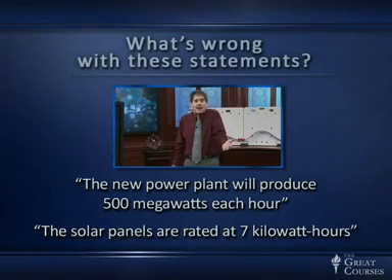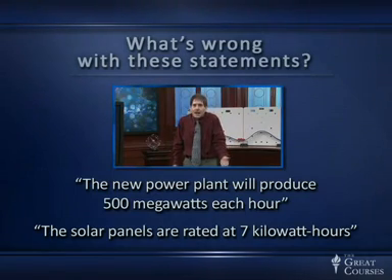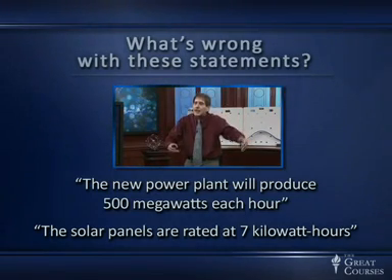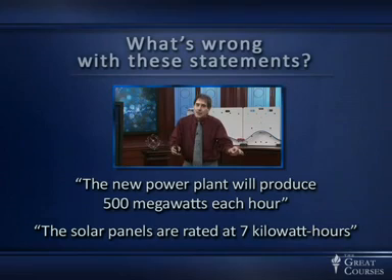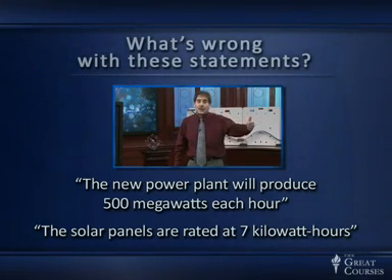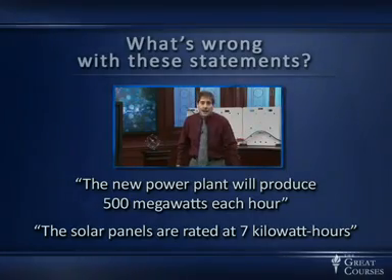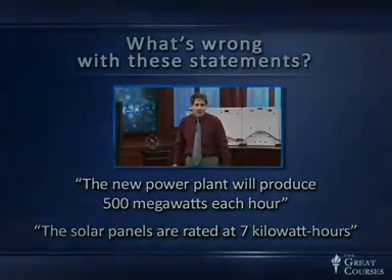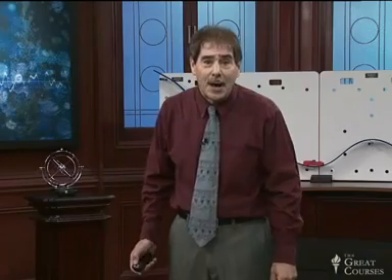The solar panels are rated at 7 kilowatt hours. That's meaningless. I have to know how long the sun is shining on them to know how much energy they're going to produce. What they're probably rated at is 7 kilowatts, meaning they will produce energy at the rate of 7,000 joules every second, 7 kilowatts. Don't confuse energy and power.